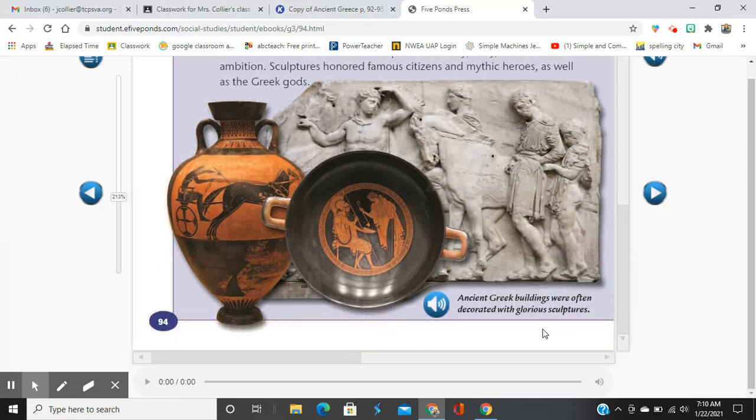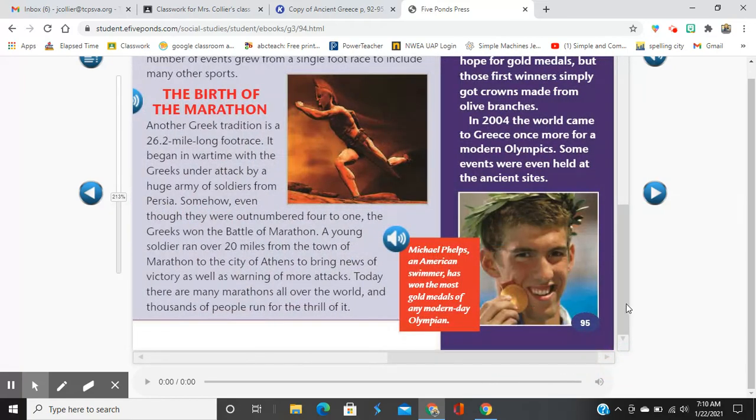And it says ancient Greek buildings were often decorated with glorious sculptures. And then we have a building here that has a sculpture on it. Over to the other page.